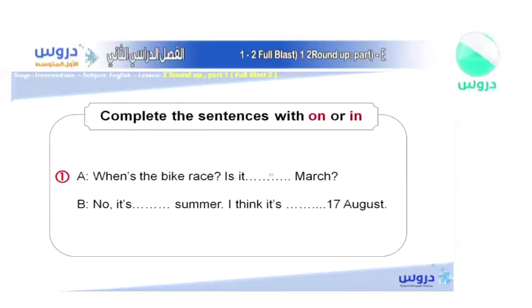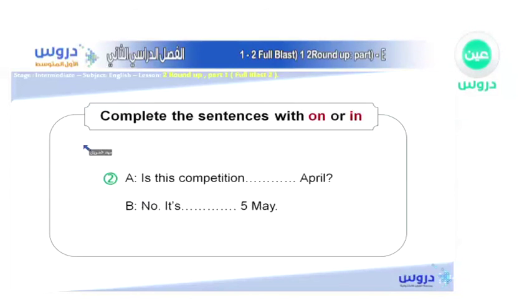On the second one, it is... And then summer. What do we say? That's right, in summer. And then 17th of August. August 17th is specific. When it's specific, we use the word on. On the next one over here, we said, is this competition... And then April, which is the whole month. That's right, we say in April.